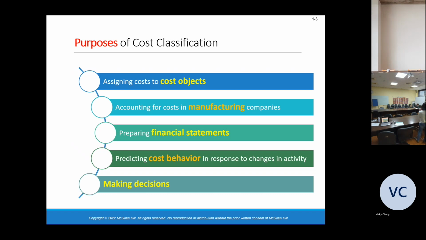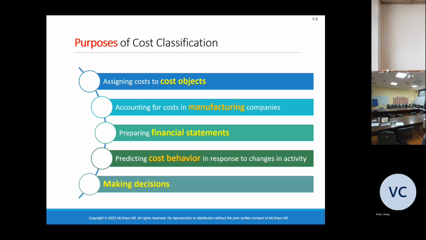Do you remember the word inventory? Even art has inventory, right? Art is part of inventory. If you are selling any art, that art is your inventory. So we have to do accounting for costs in manufacturing companies, especially for the inventory, right? Then prepare financial statements. It's very obvious, because financial statements need numbers. You have to identify the numbers. And the next one is predicting cost behavior in response to changes in activity.